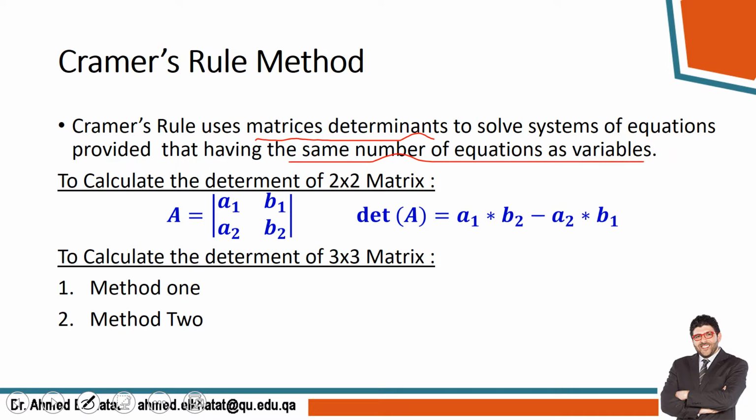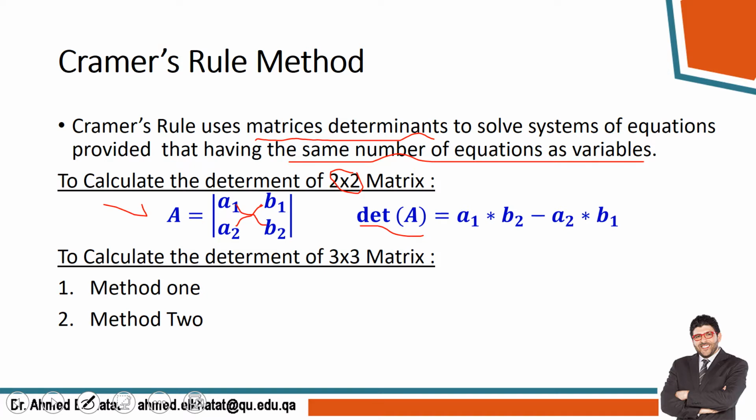So let's start with how to determine the determinant of a matrix. If you know it, please skip this step. If you don't know it, please keep with us. If I have a 2 by 2 matrix, I can find the determinant of A as A1 times B2 minus A2 times B1. As you can see, it's very easy for a 2 by 2 matrix.